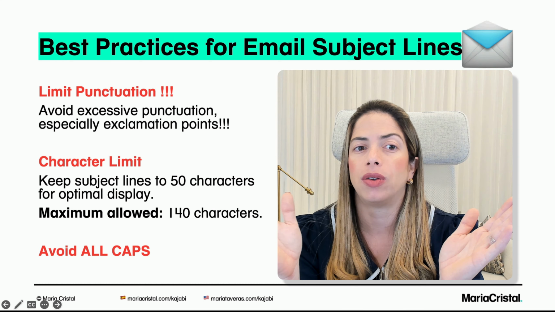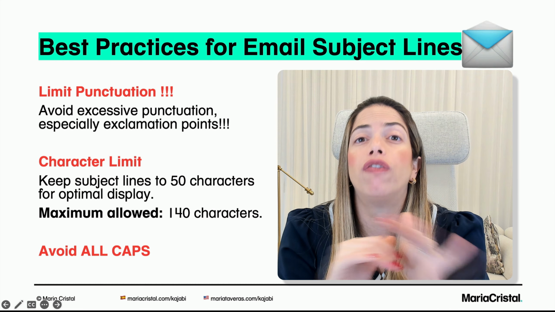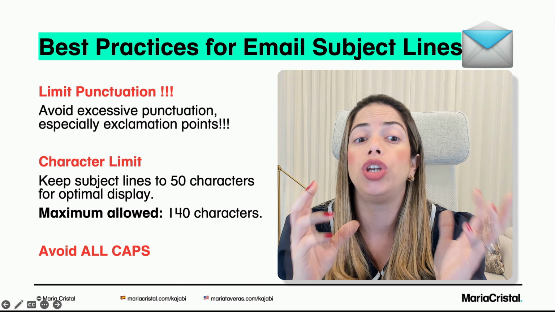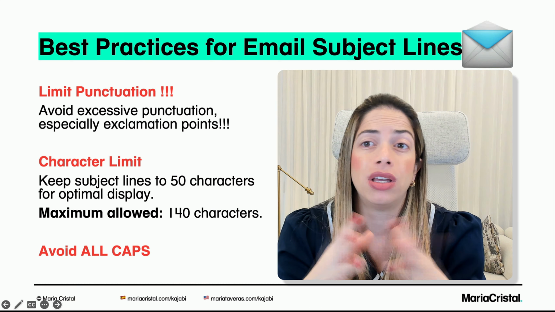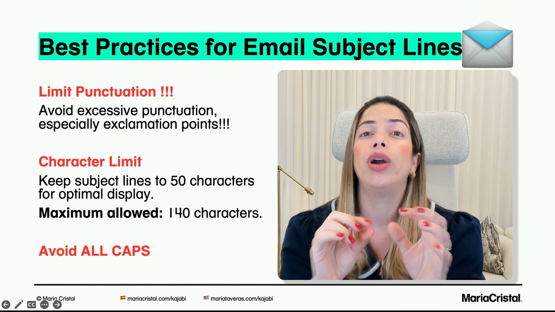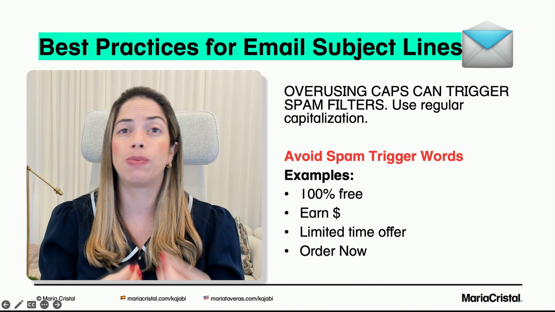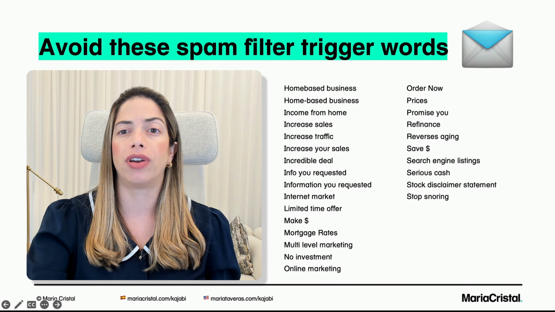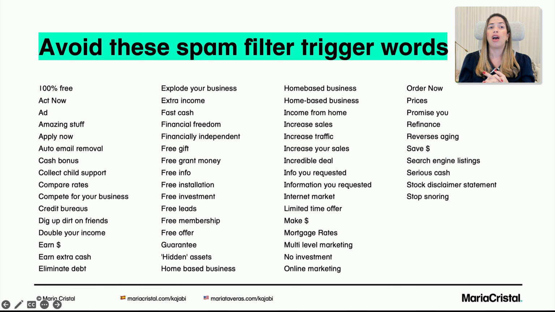Email subject lines. What are the best practices? Avoid excessive punctuation like exclamation points. Don't use more than 50 characters. The limit is 140. Avoid writing with all caps and avoid spam trigger words like 100% free, earn money, limited time offer. Here's a list, if you want to screenshot right now, of certain words that can trigger a recipient spam filter. So to help get your emails to your contacts' inbox, check the subject line for common words known to trigger spam filters. Take a screenshot of this if you need.